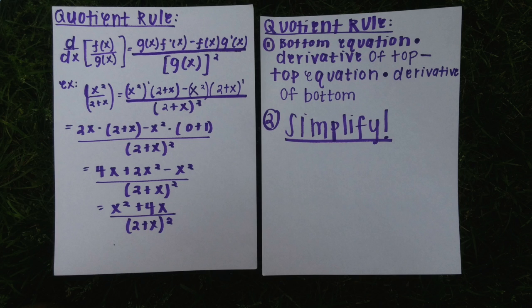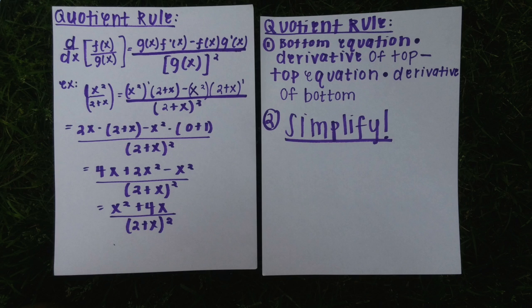So for this function, we're going to take the derivative of x squared, which is 2x, times 2 plus x, minus x squared times the derivative of the bottom function, which is 1. And then we're going to divide it by 2 plus x squared. And then you have to simplify.